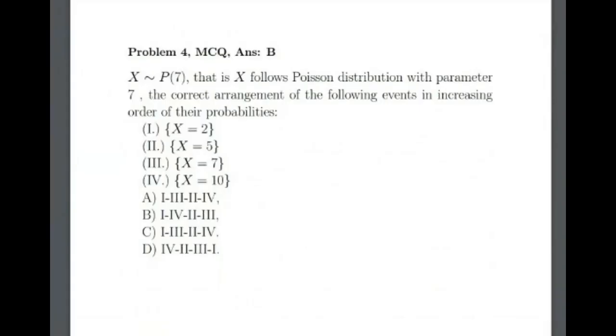So here problem 4 says that x follows P7. This is Poisson 7. This just means Poisson distribution with the value of the parameter being 7. So x follows Poisson 7. That is, x follows a Poisson distribution with parameter 7.